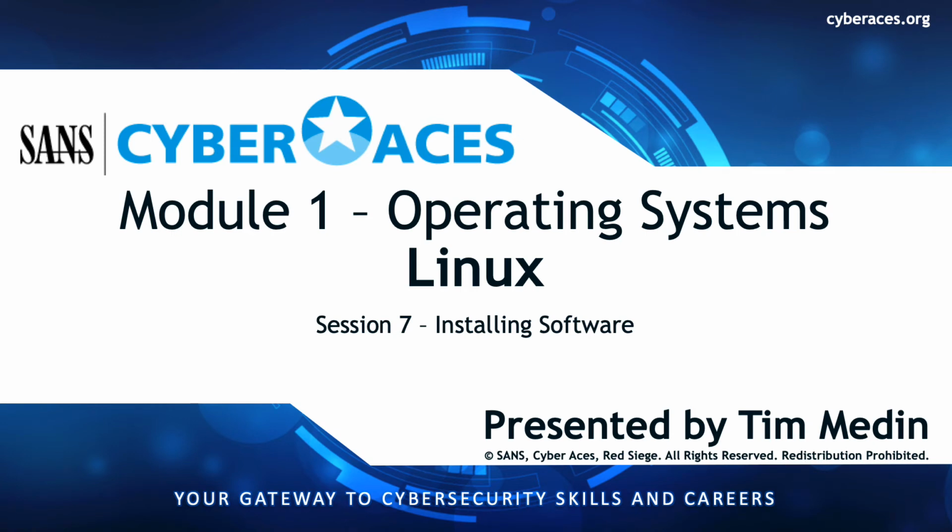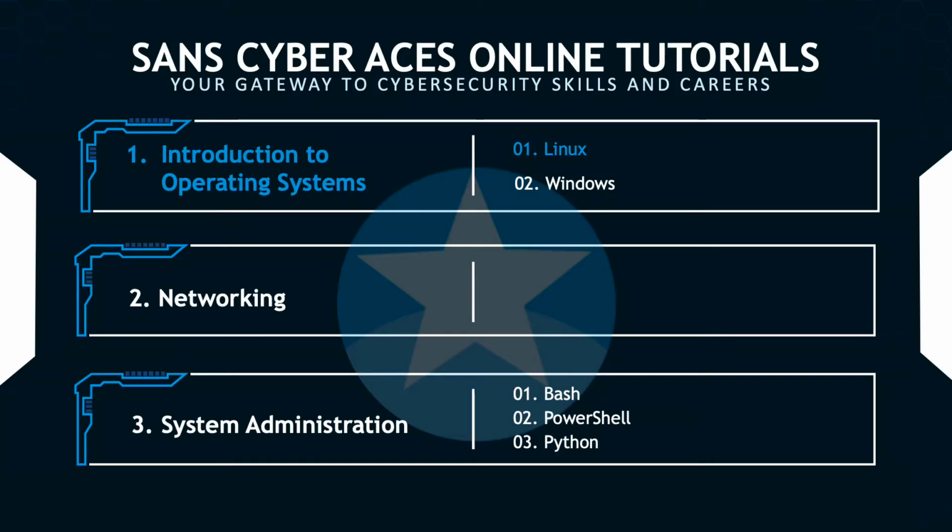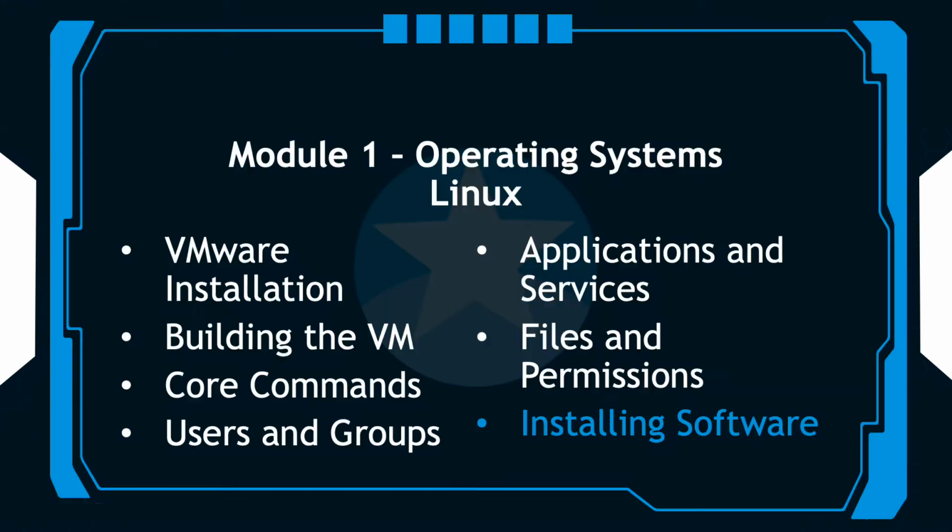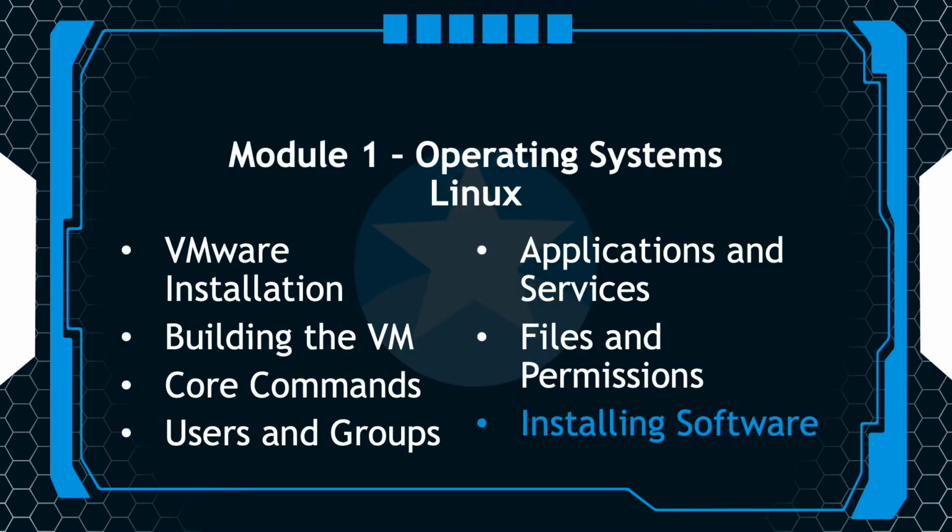This is the conclusion of Module 1 Linux, at least the Linux part. We still have the Windows piece to go. But this is Session 7, Installing Software. This set of tutorials is part of a larger set of tutorials, including networking and system administration and scripting. This is the end of our Linux operating system portion, installing software.